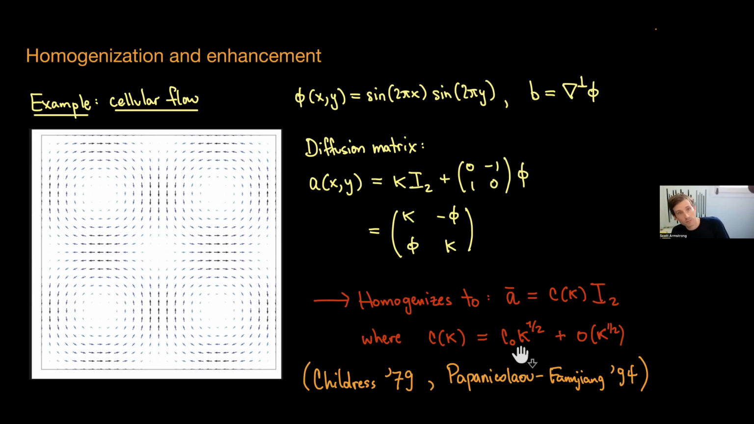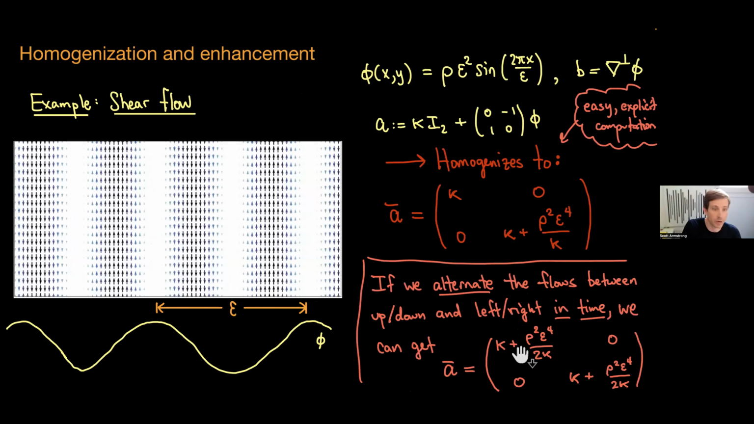A shear flow will potentially make an even bigger jump. Again, I'm in 2D. My stream function is super simple. It's just sine. Okay. This is a vertical shear. It's going up here, down here. So if you have kappa, and here the length scale is epsilon. So I want the period to be epsilon here. And I want to put the parameters here so that the Lipschitz norm of my vector field is rho. Okay, so rho is like the strength, it's the Lipschitz norm of the vector field.